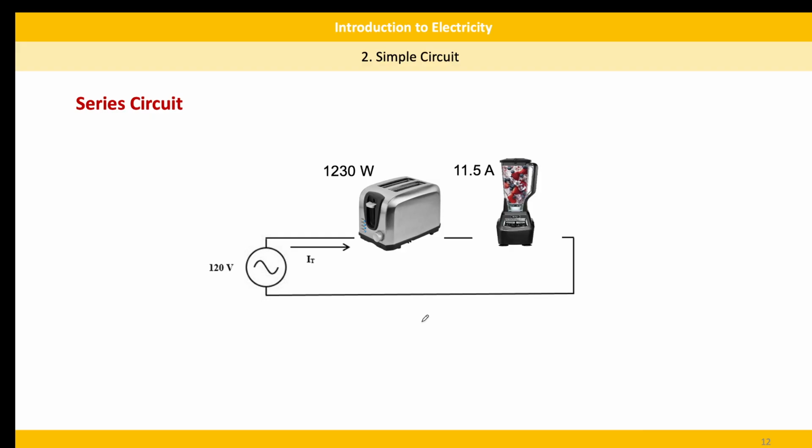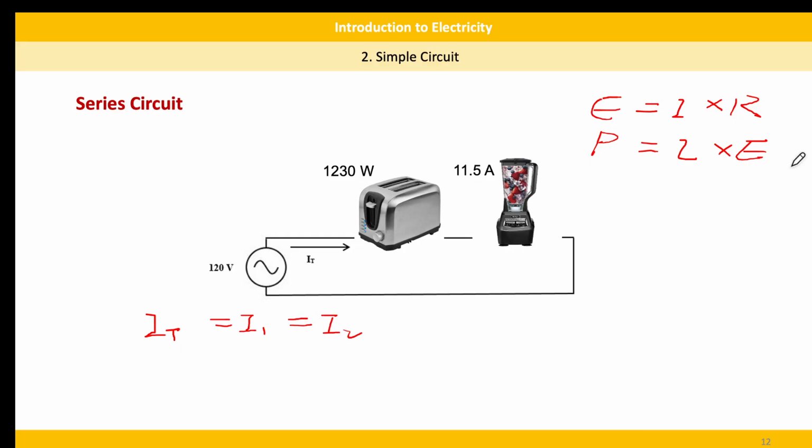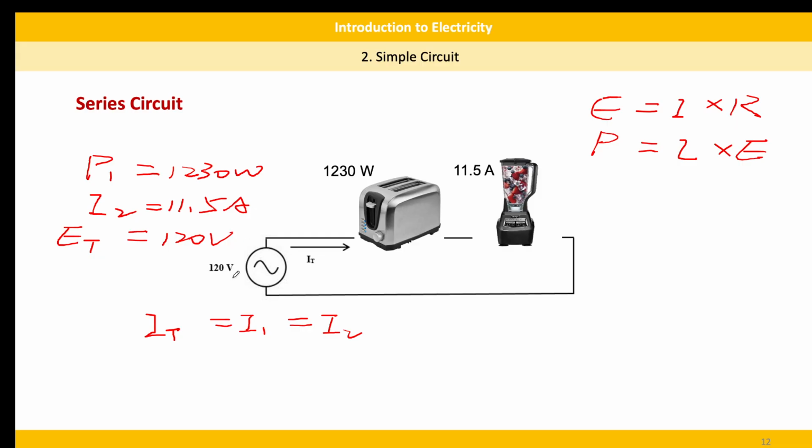And then let's do some calculation, because we introduced, let's recall: E is I multiply R, and P is I multiply E. So let's see the series circuit. Do you remember series circuit? IT is I1, same as I2, right? And let's see, given information, P1 is 1230 W, I2 is 11.58 A, right? And E total is 120, because right here the electrical source is 120 V. So IT is the same as I1 and I2.